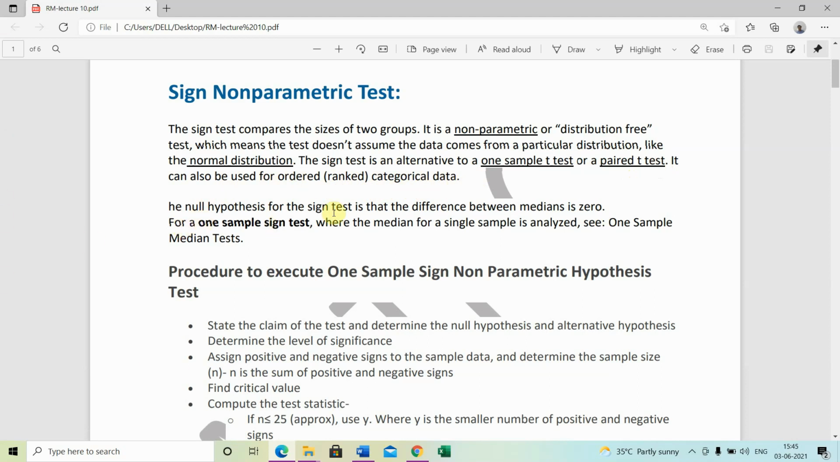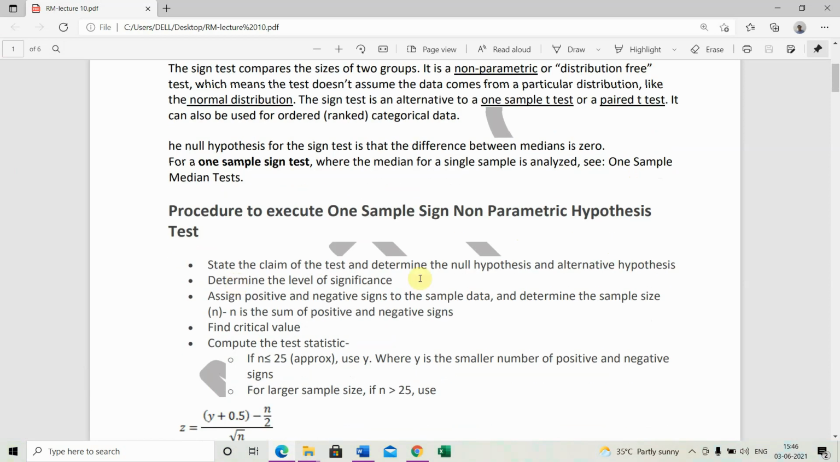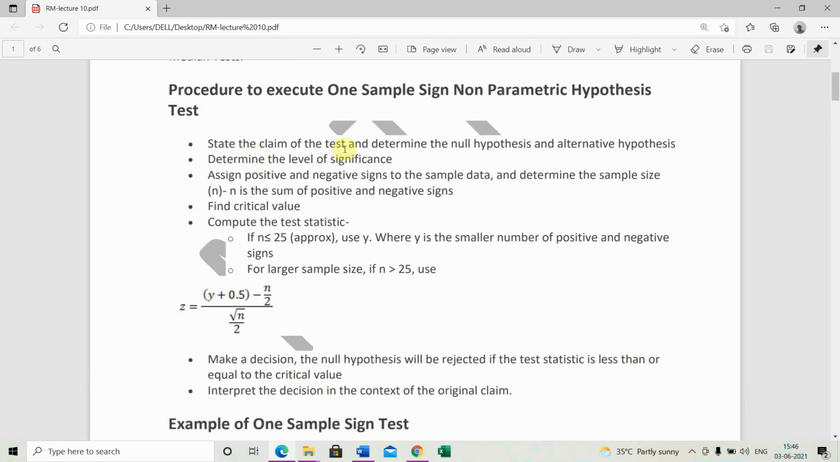The null hypothesis for the sign test is that the difference between the medians is zero. For a one sample test, the median of a single sample is analyzed. Procedure to execute one sample sign non-parametric hypothesis test: First, state the claim of the test and determine the null hypothesis and alternative hypothesis. Then second is determine the level of significance.